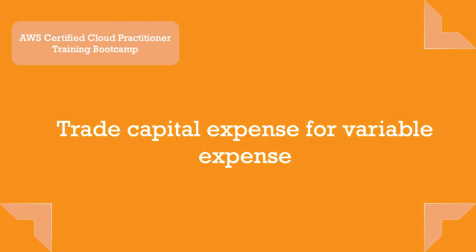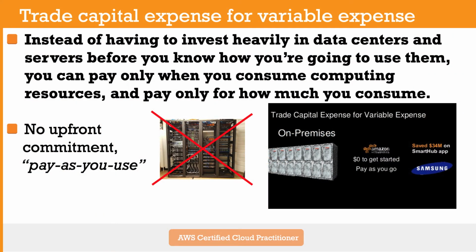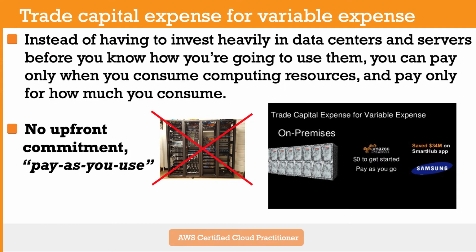So the first advantage is trade capital expense for variable expense. Now, instead of having to invest heavily in data centers and servers before you know how you're going to use them, you can pay only when you consume computing resources and pay only for how much you consume. There is no upfront commitment and you only pay as you use. For example, Samsung Corporation saved 34 million US dollars by using Amazon and building the Smart Hub app.